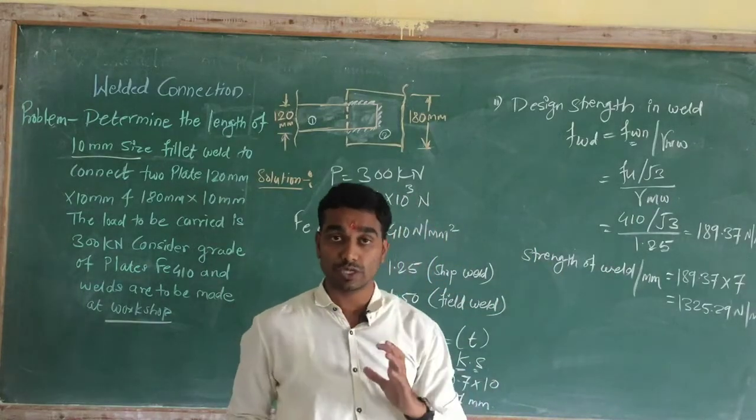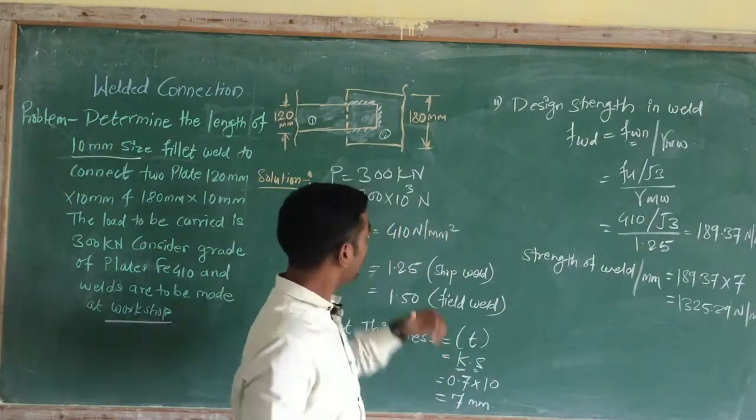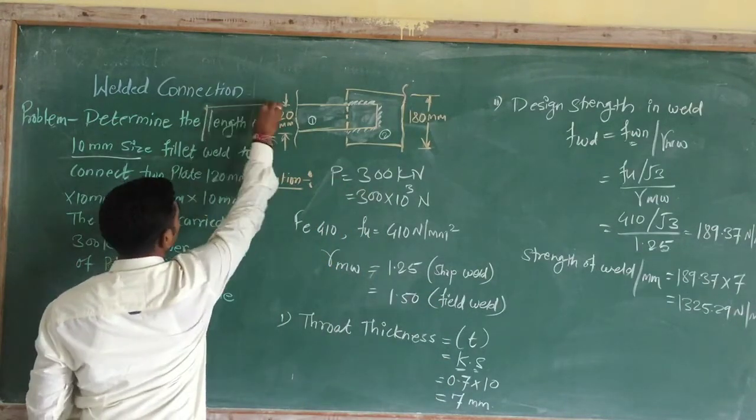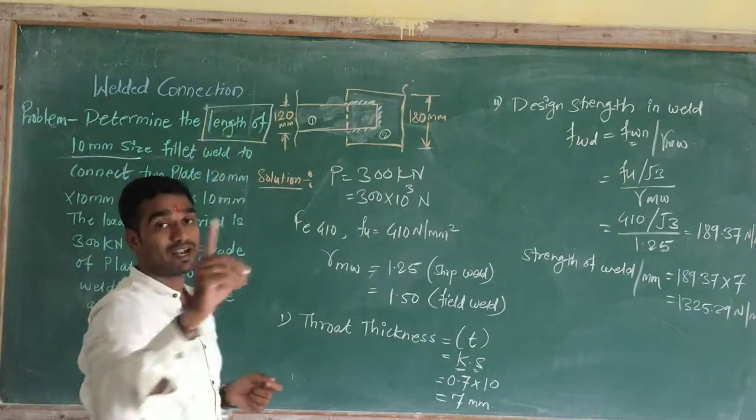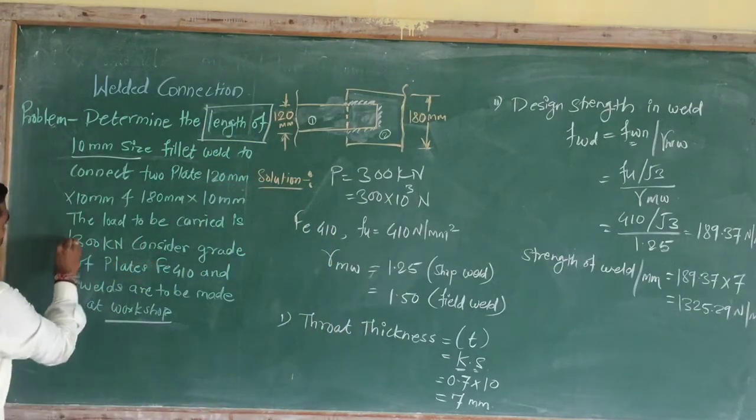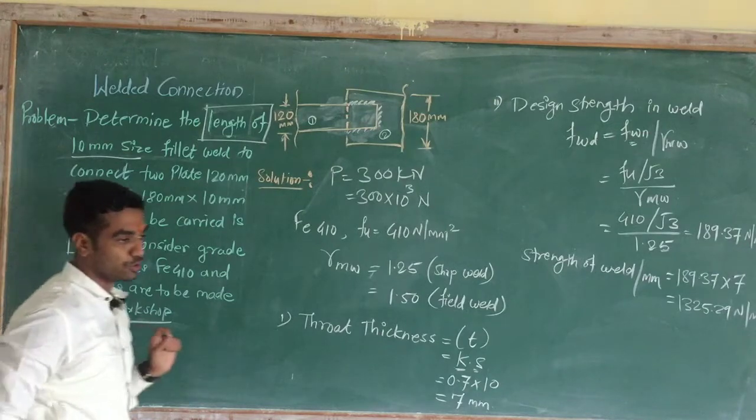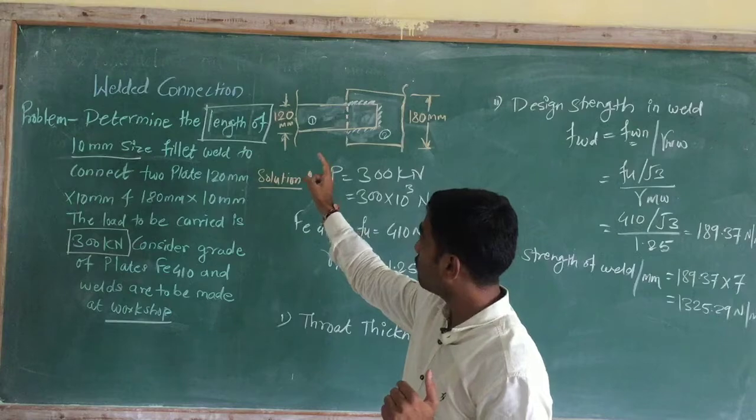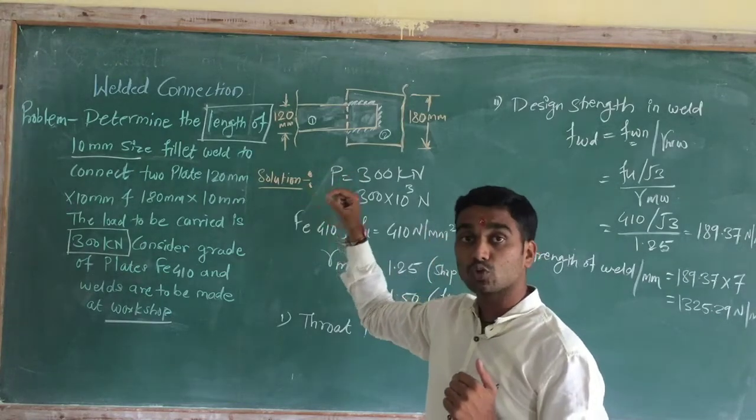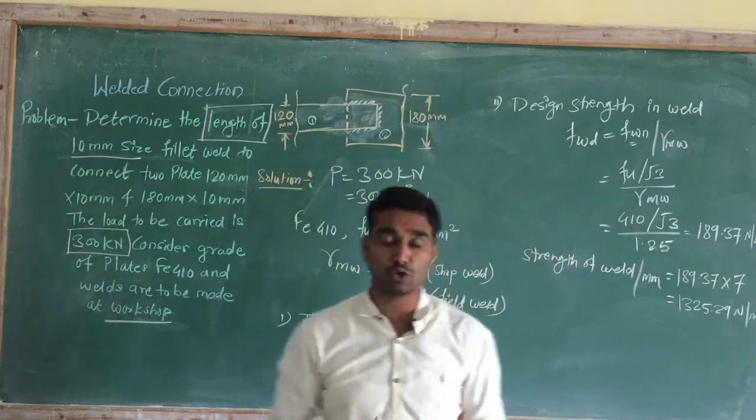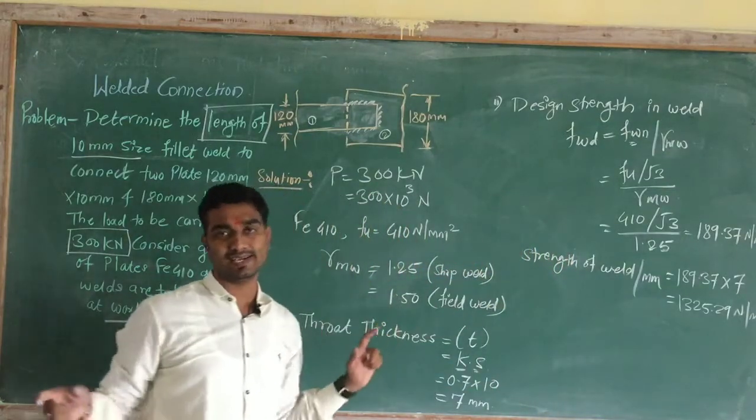Now what we have to find? We have to find the length of the weld required to take the load of 300 kilonewton. From this we will get it easily.